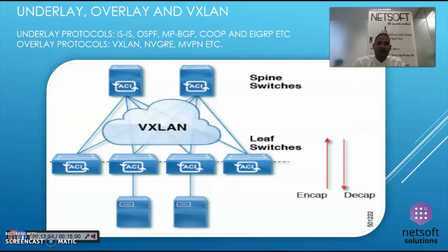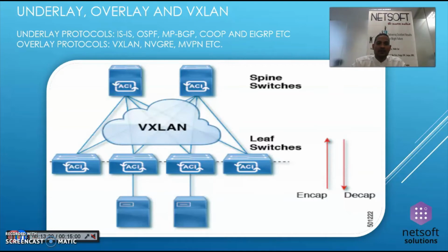These protocols are used to establish the connection between your spine and your leaf, so that they will be able to establish communication and reachability among your leaf and spine switches. So this is how we make an underlay network.